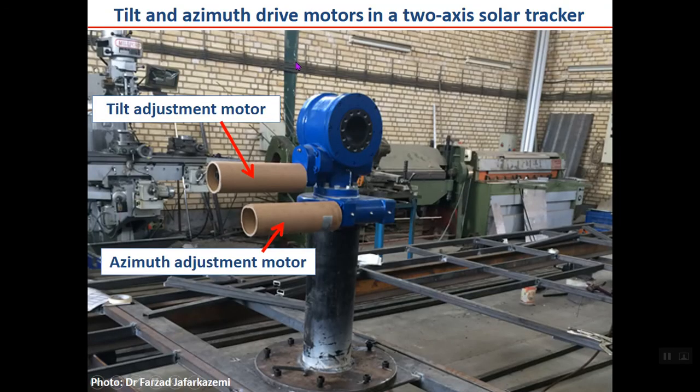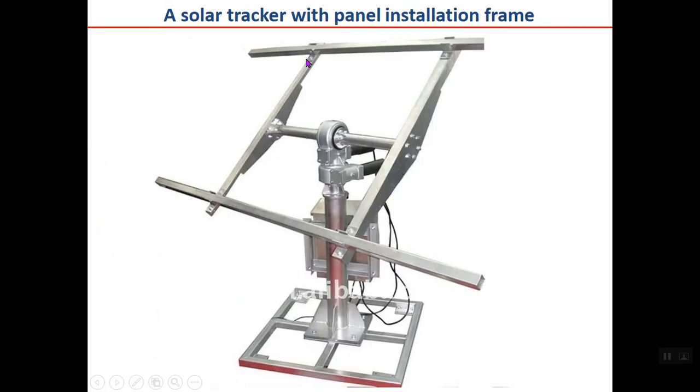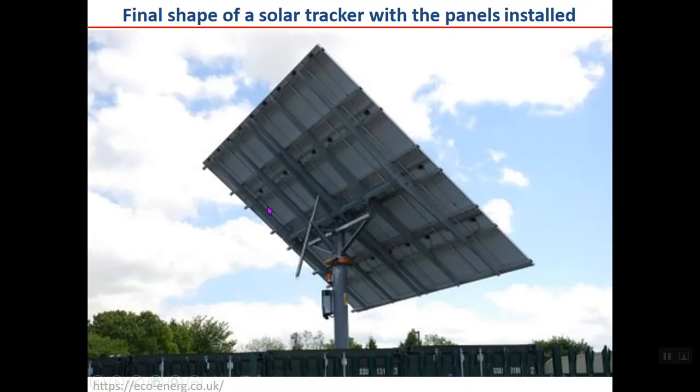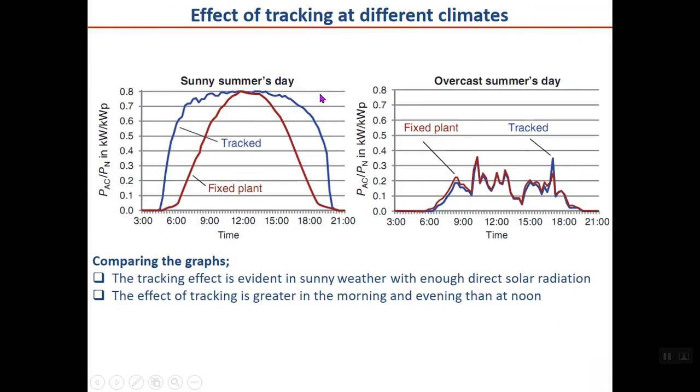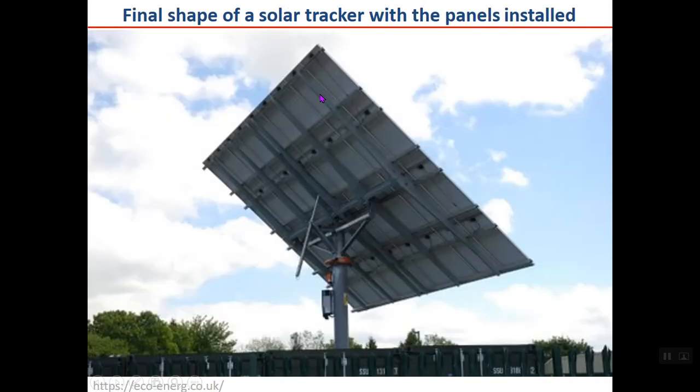This is a picture of a real solar tracker, which I personally manufactured some years back. This is in a workshop, and you can see here that this is the base of the tracker. These are two DC motors with the gearbox, and this is the tilt adjustment motor. This one is the azimuth adjustment motor. If you install the frame, it will be something like this, and if you put the panels on that, you will see such a structure for a solar tracker.